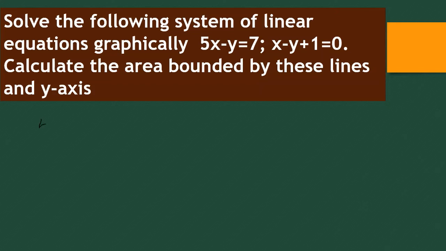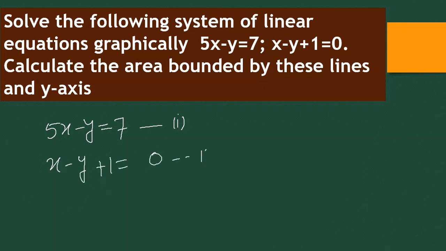So I'm writing the first equation here: 5x minus y is equal to 7. This is our first equation. And second is x minus y plus 1 equal to 0. This is our second equation. Okay, I'll use these equations, and the question is: calculate the area bounded by these lines and the y-axis. As I described to you the area of a triangle, this question will discuss that.